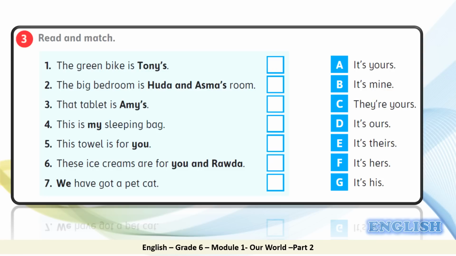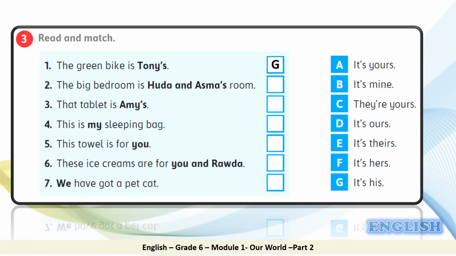Let's do the first sentence together. The green bike is Tony's. So Tony is a boy or a man. He is a male. So we use the possessive pronoun his. So the answer will be it's his. Now pause the video till you finish matching the remaining sentences.